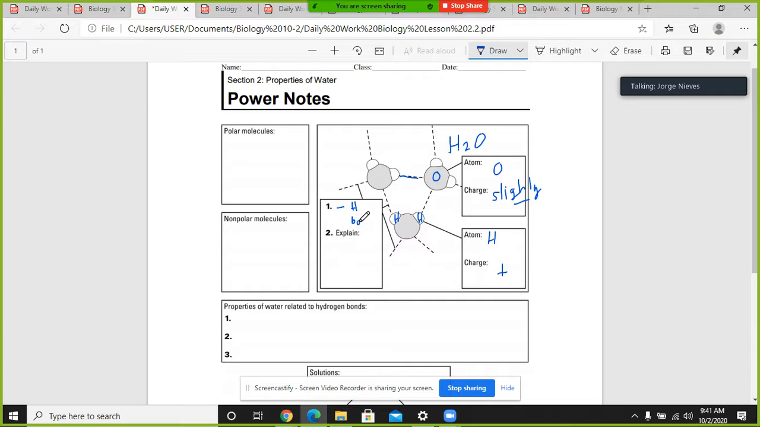So they are sharing pairs of electrons. They are not donating, they are sharing pairs of electrons. So that connection is formed by the attractions between the slightly positive hydrogen and the slightly negative oxygen. So you see it there.